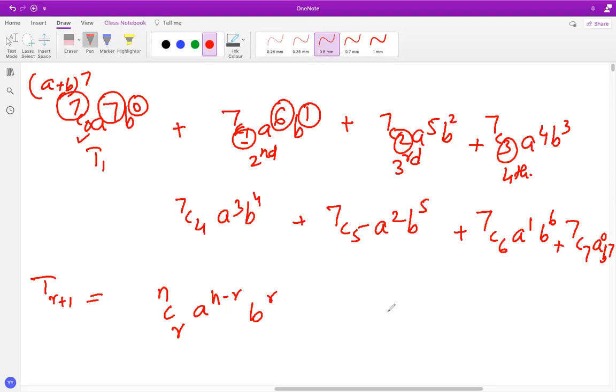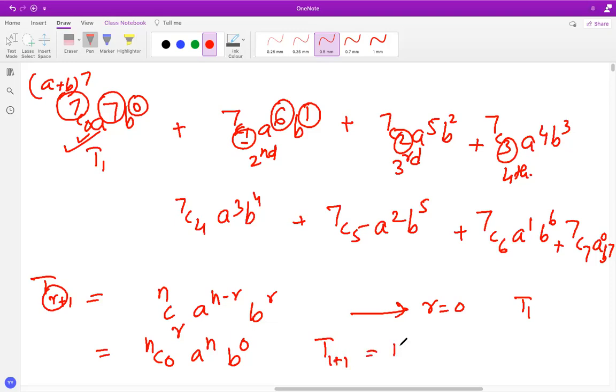Now, in this case, if I plug r as 0, I get my T1, which is the first term, because I get nC0, a to the power n, b to the power 0. So you can clearly see that is correct here. If I wanted to find the second term, let's say I plug r as 1. So 1 plus 1 is T2, which is 7C1 for this question. Taking n as 7, a to the power 7 minus 1, so n minus r, and b to the power 1.